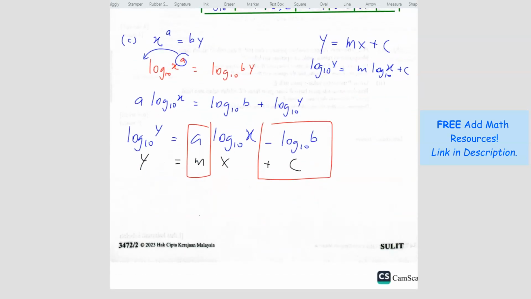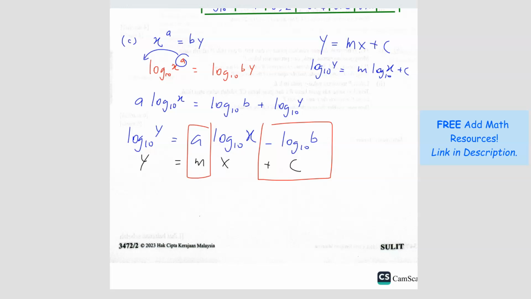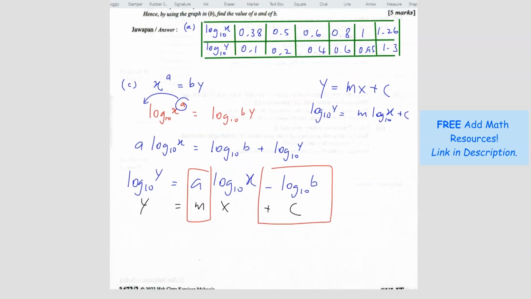Let us calculate that together. The gradient I'm going to use is between the second point and the fifth point. So a equals m, which equals (0.95 minus 0.2) divided by (1 minus 0.5). The answer that I get is 1.5. So a is 1.5. Next, we want to find the intercept.